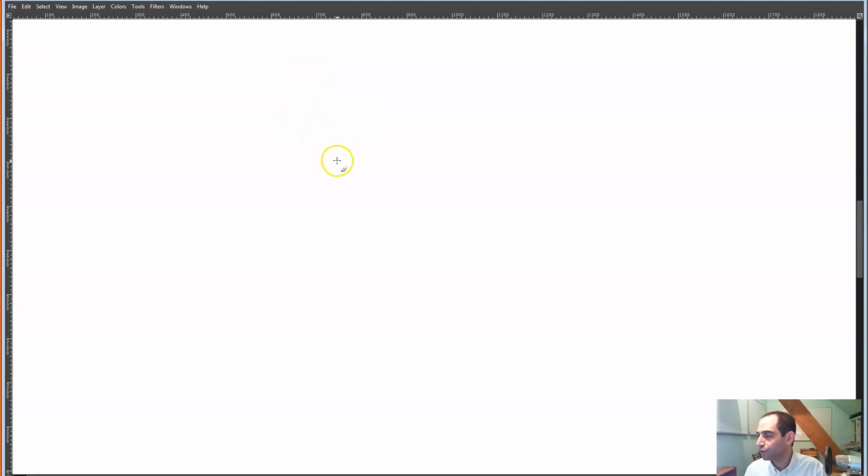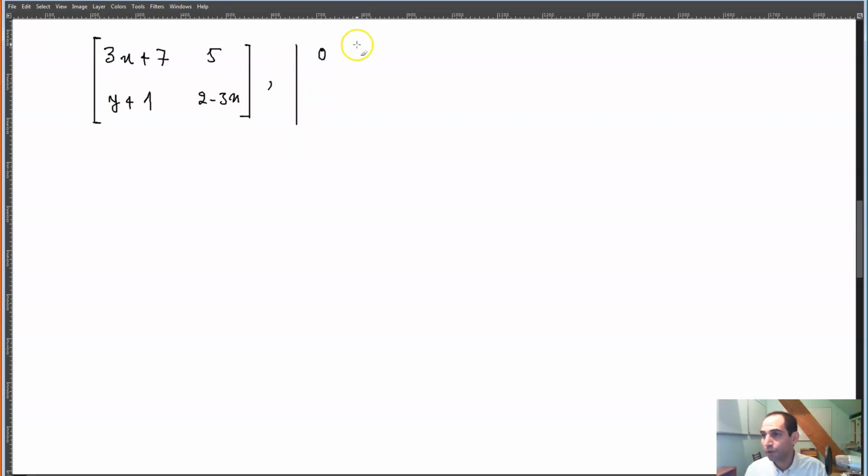Which of the given values of x and y make the following pair of matrices equal? So you have two matrices: 3x plus 7 and 5, and y plus 1 and 2 minus 3x. So that is one matrix. You have another matrix, 0, y minus 2, 8, and 4. This is another matrix that you have.